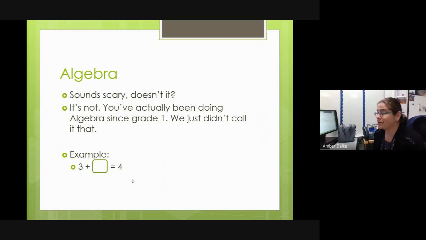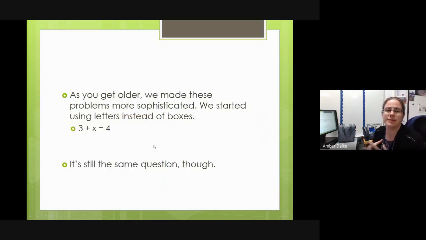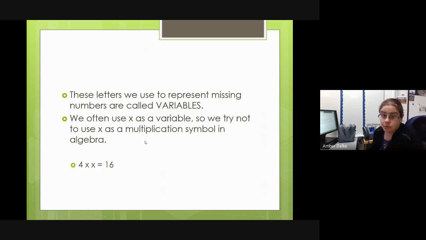Okay, and in fact, we even have a word for this. We call this solving by inspection because you know that 3 plus 1 equals 4. When you see 3 plus blank equals 4, you know that a 1 fills in the box. As you got older, we made these problems a little bit more sophisticated and we started using letters instead of boxes. So now we would say 3 plus x equals 4, but it's still the same question. X is equal to 1. It's not really any harder. There are some things that we end up changing a little. We have some new vocabulary words.